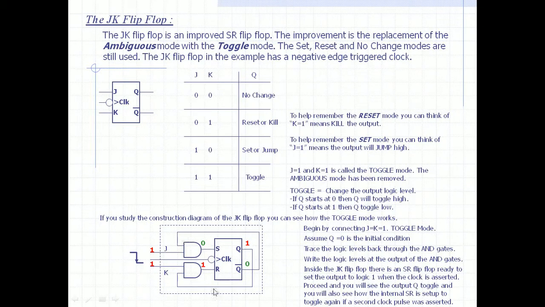This is designed in a way that if 1 1 comes, then it has to toggle. How we remove this racing condition is all about our JK flip-flop. So hope you understood the underlying concept.